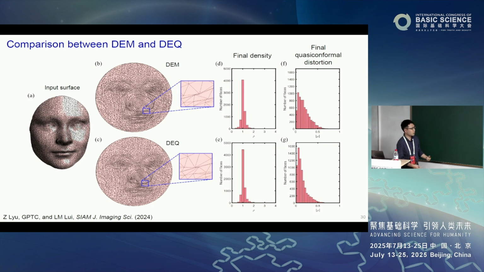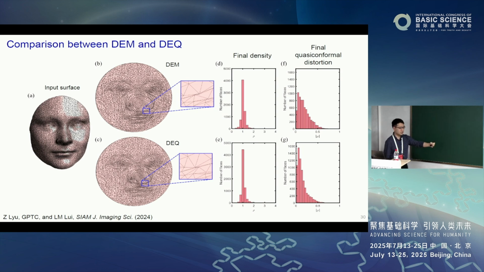So the first thing is that we can make sure that there are no triangle foldovers in the mapping result. And then another thing is that, here we can see that the final density will be more or less the same, but the conformal distortion will be smaller, so they are closer to 0.